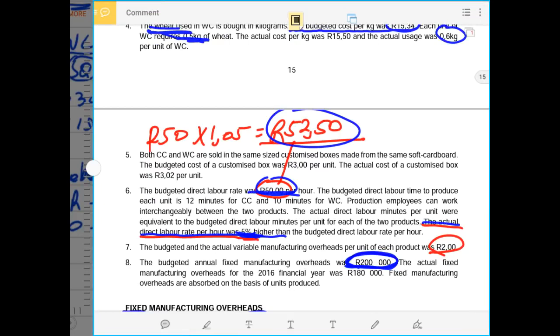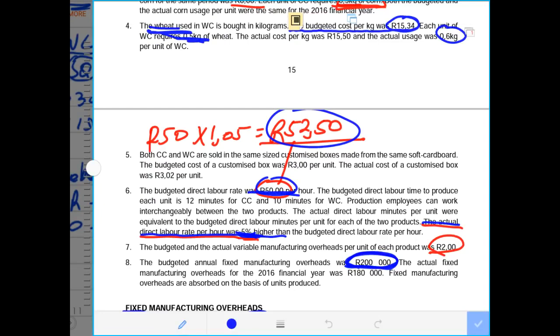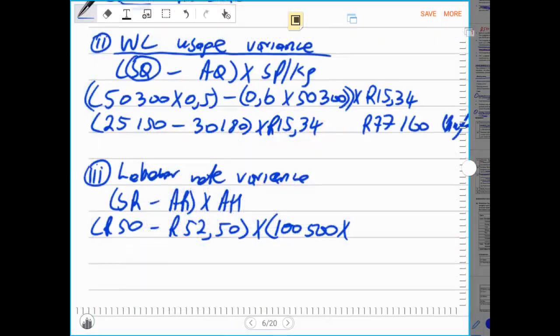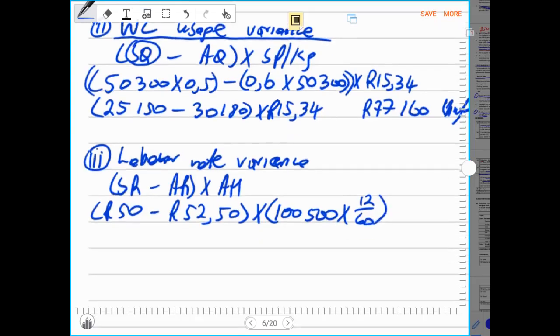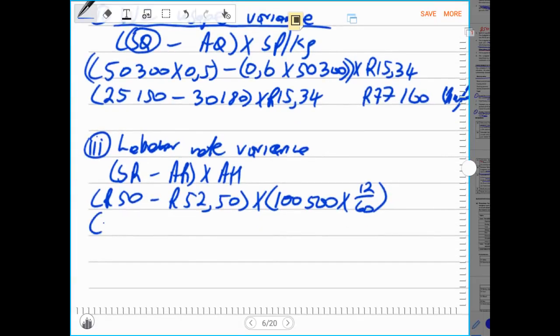They said to us that the actual direct labor minutes per unit were equivalent to the budgeted direct labor minutes of the two products. So now for the product CC, we budgeted to spend 12 minutes per unit, and it was the same as the actual. So now we spent the same 12 minutes, meaning our employees were very efficient. So we turn this by 12 minutes over 60 minutes in an hour to get to the actual hours.